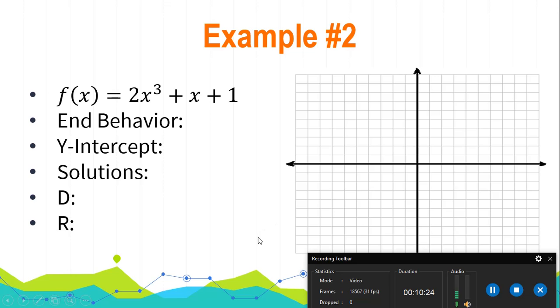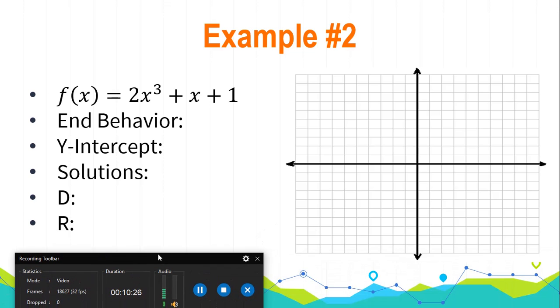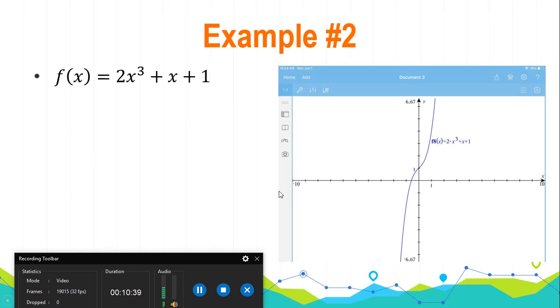Let's do the same with example 2. If you want to take a second and add a graph and then type in your function, this is a 3rd degree polynomial. We should have 2 turns. But when you look at the graph, it only looks like there's one. Technically, there's a turn here and there's a turn here. It could also be that we have some multiplicity happening.